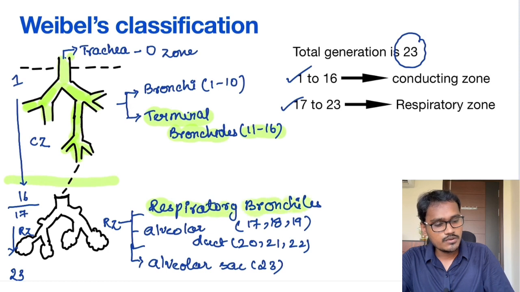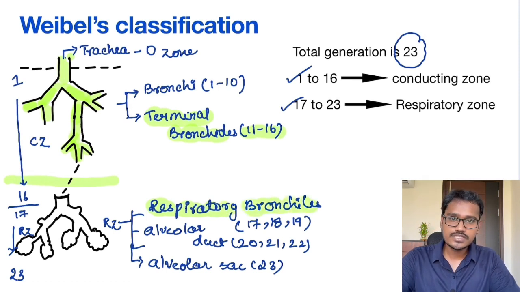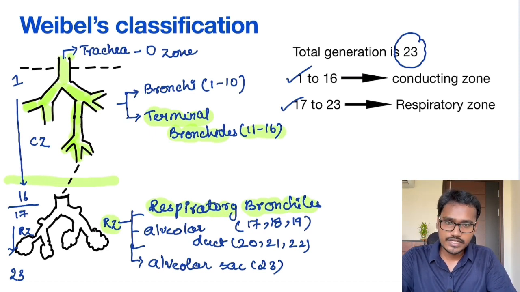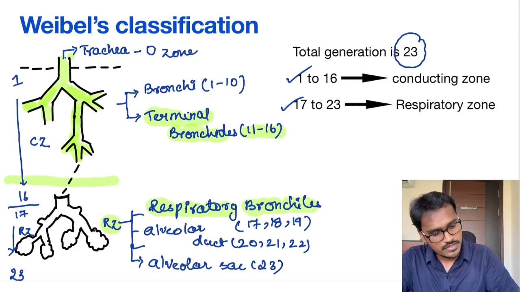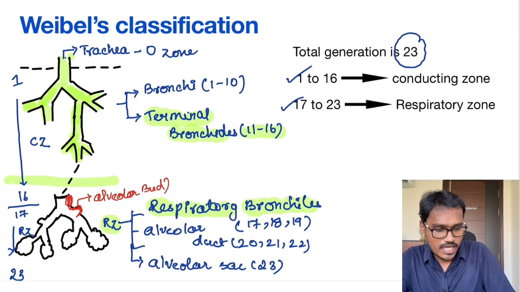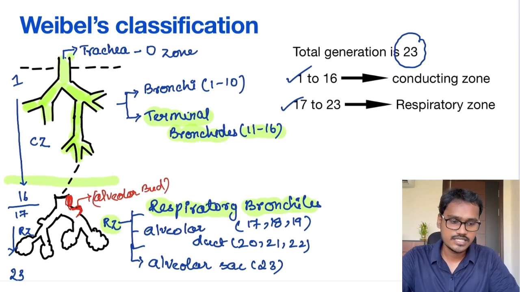All of us were thinking till now it is only the alveolar duct and alveolar sac which is capable of gaseous exchange, but here we can see that the respiratory zone begins from the respiratory bronchiole, and even respiratory bronchiole can cause gaseous exchange. How is that possible? Let's see the diagram. Here this respiratory bronchiole has some alveolar buds. This region is called as alveolar bud. Even this alveolar bud can cause gaseous exchange. That is the reason the respiratory bronchioles are also involved in gaseous exchange.